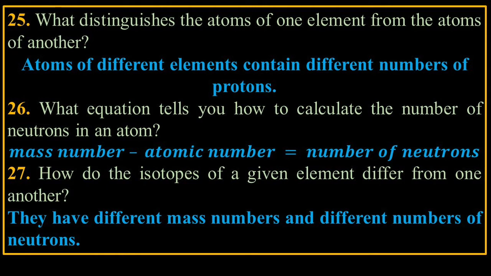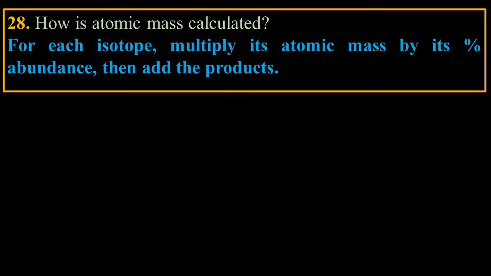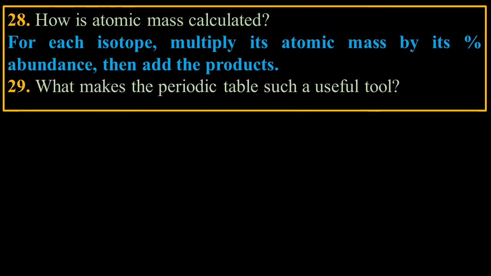Elements, protons; isotopes, neutrons. How is atomic mass calculated? Well, I kind of showed you before: multiplying the abundances by each isotope and then finding the average. For each isotope, multiply the atomic mass by its percent abundance, then add the products and divide by the number of components. And that's like any average.